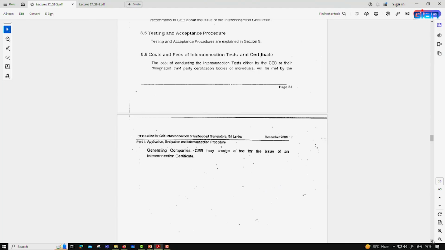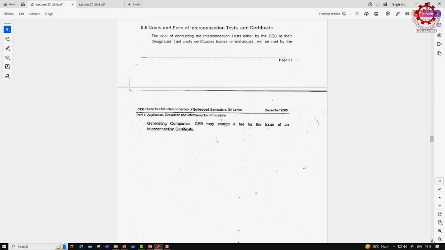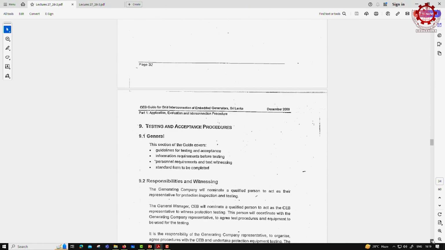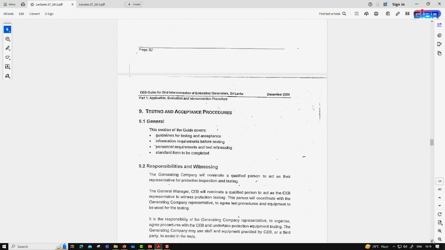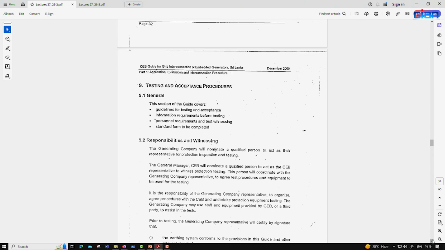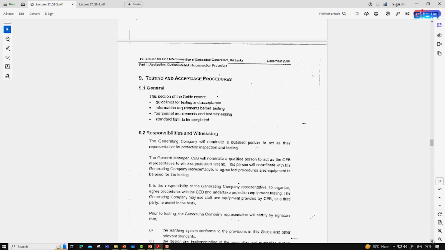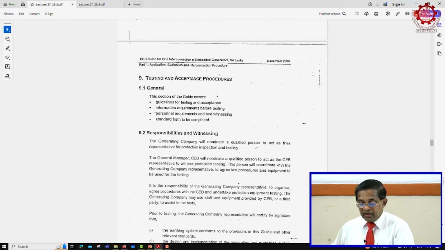Then the interconnection certificates. They will do a test. Once you have completed the work and internally commissioned it, the utility will come and do full testing on whether you have done it as per this guideline. See, testing and acceptance procedure. Once the testing has been successful, only then can you grid connect and operate your power plant. Without this test certificate, you can't connect it to the grid.